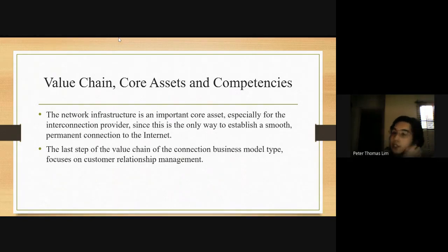The network infrastructure is an important core asset, especially for the interconnection provider, since this is the only way to establish a smooth, permanent connection to the internet. The last step of the value chain of the connection business model type focuses on customer relationship management, also known as CRM, and the after sales service. Through active customer care as well as a consistent focus on the customer and the systematic design of customer relationship processes, companies seek to satisfy customers and bind them to their brand and products or services. In this context, the customer should be offered the best possible service at a very reasonable cost.